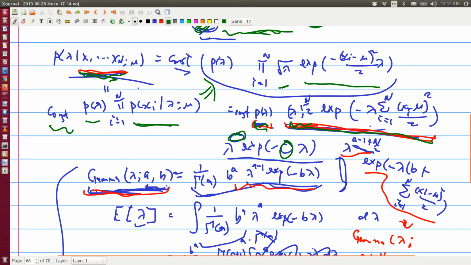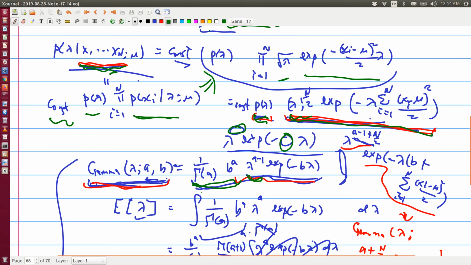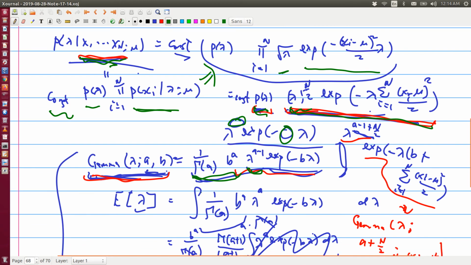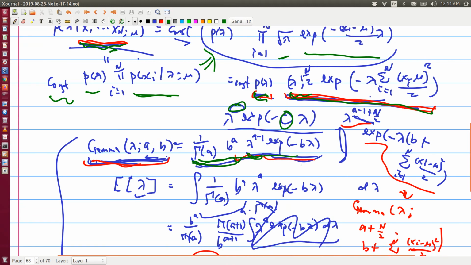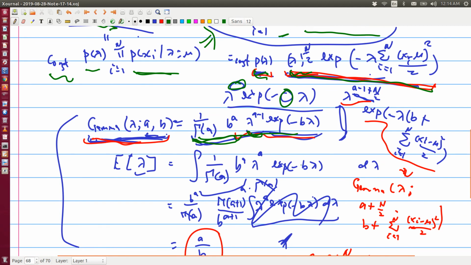So I say it has a form like lambda to some parameter a minus 1 and exponential of minus b lambda, and the normalization factor will be like this, 1 over gamma a times b to the a. Again, knowing the PDF here makes it very easy to compute the mean. It is the same trick we have used in this lecture.